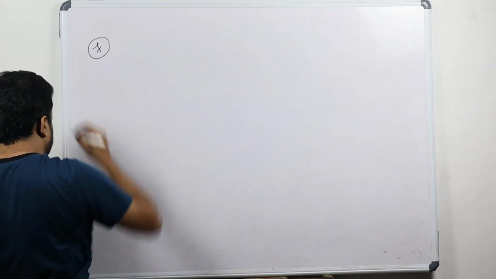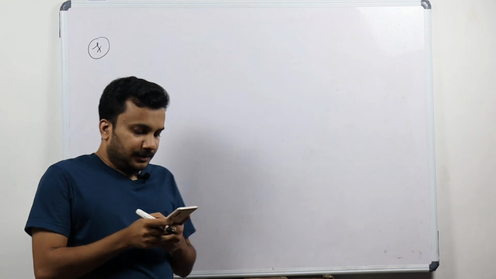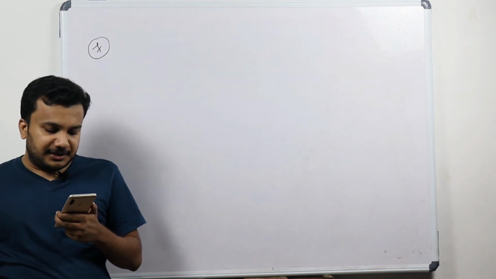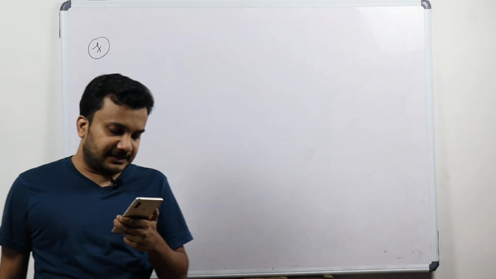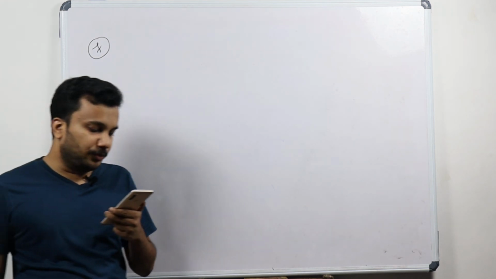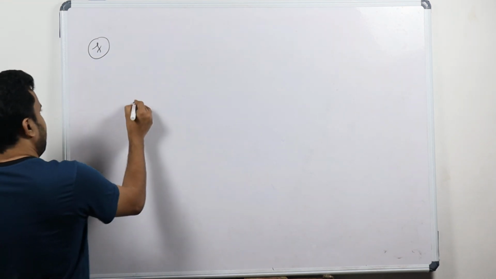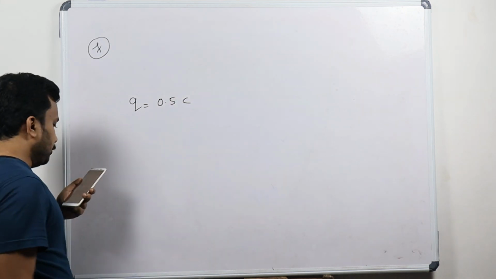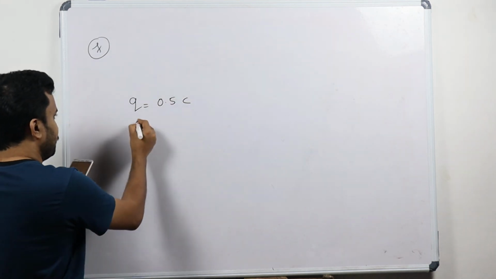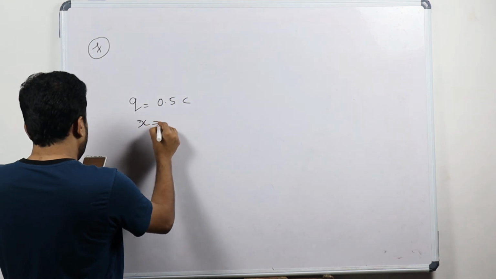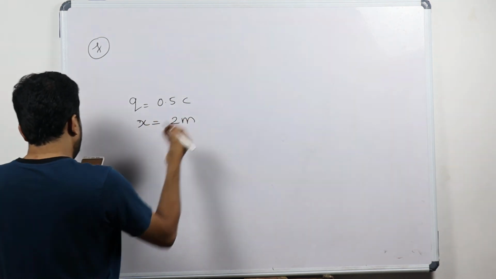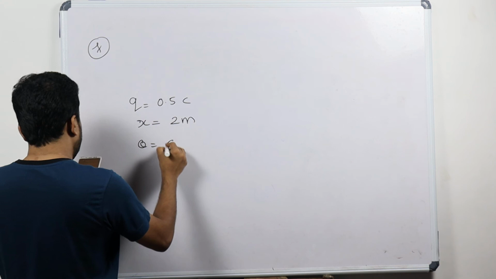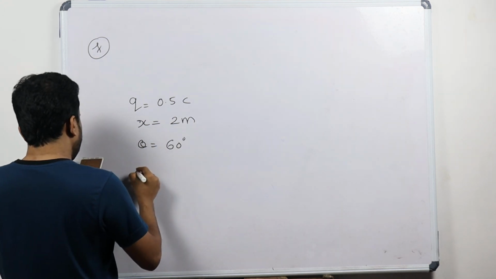Seventh question. A uniform electric field E exists along a positive x-axis. The work done in moving the charge, 0.5 coulomb, is given through a distance, some distance x along the x-axis, 2 meter, along the direction making an angle theta equal to 60 degree with the x-axis.